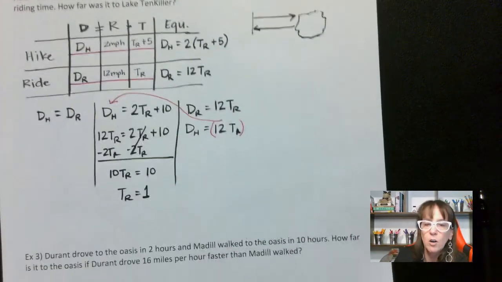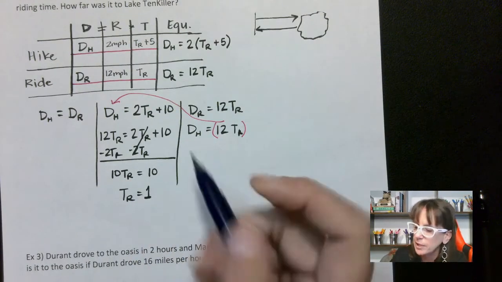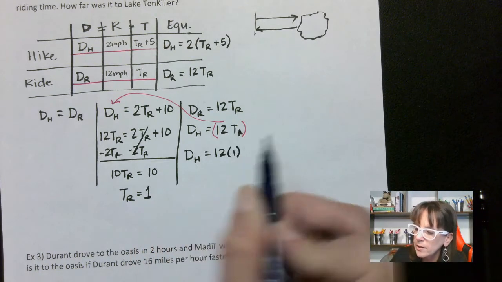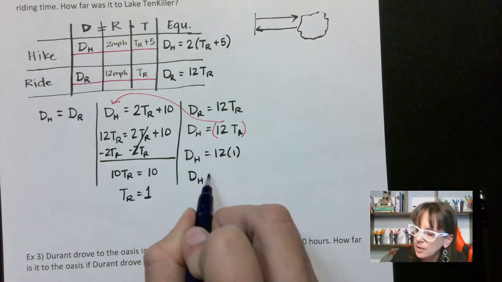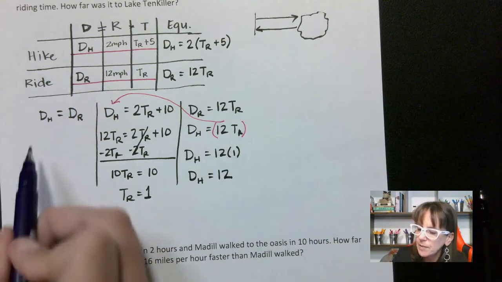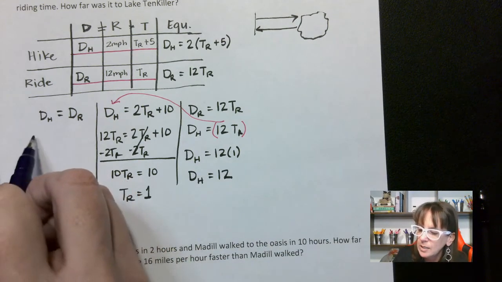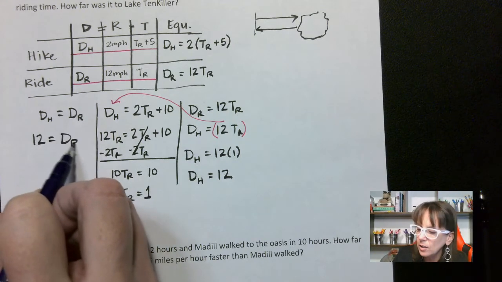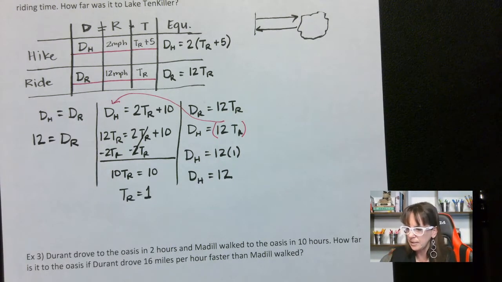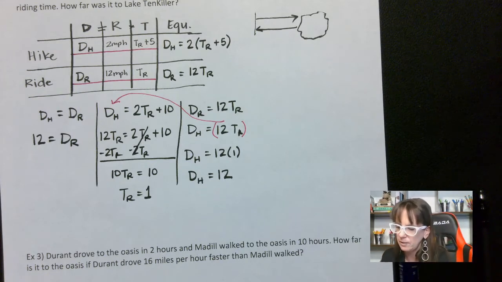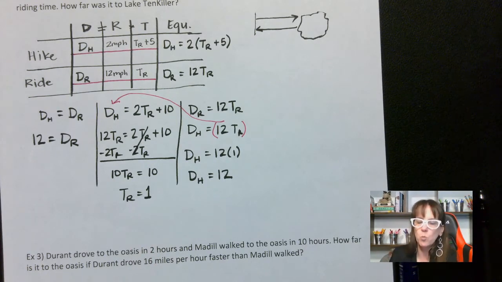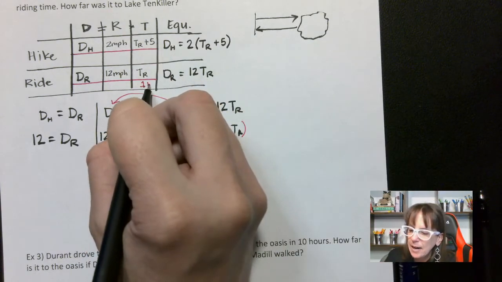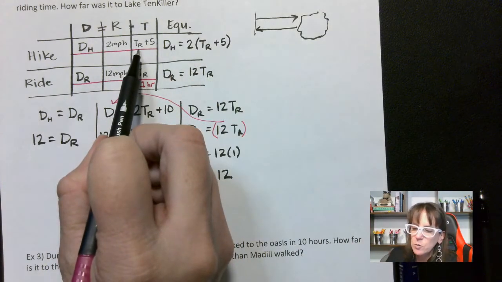Okay, now that I know TR equals 1, let's go ahead and put that over here. DH equals 12 times 1. So DH equals 12. DH equals DR, so 12 equals DR. So let's take all that information and plug that back into our table so that we can figure it all out. We know TR is 1, and that is time, so it's going to be hours. Now remember, TR is 1 plus 5.